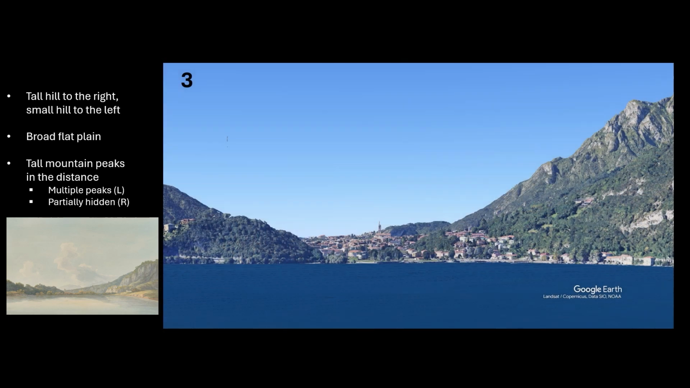And what you see is a tall hill on the right, a shorter hill on the left, a fairly broad area in between, in which you can see down, but you don't see two mountain peaks. Instead, you see what looks like a hill. So though this does resemble what we see in the watercolor, it isn't correct because the mountains aren't there.